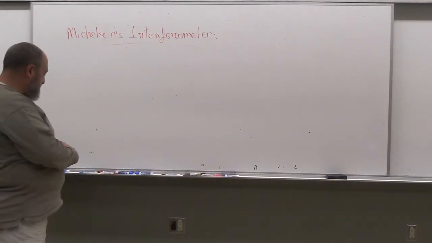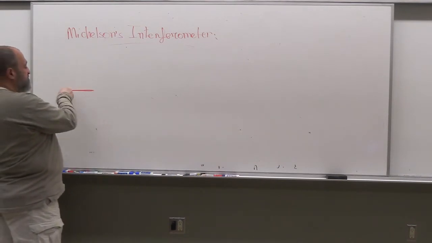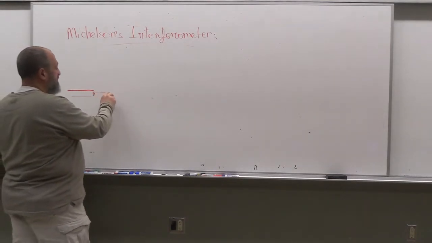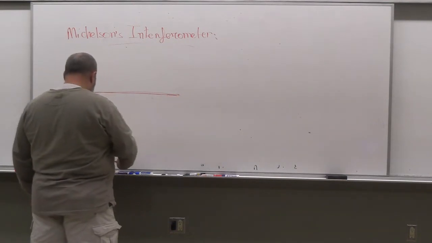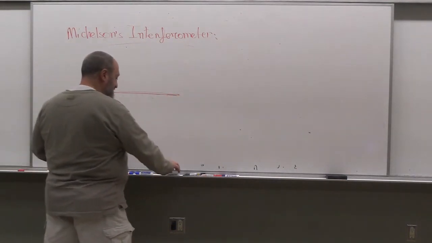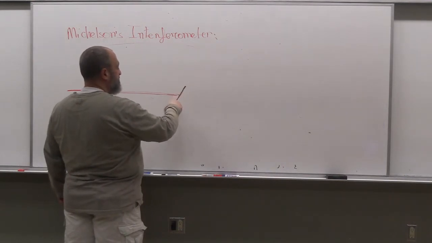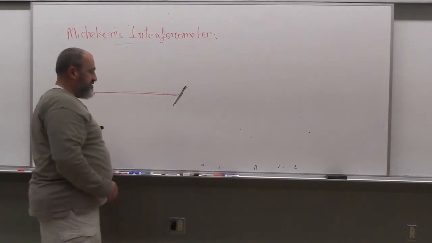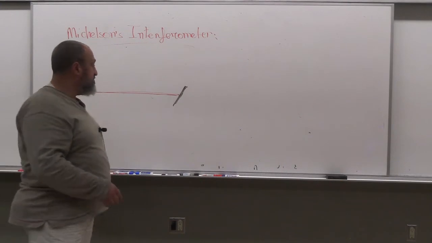Okay? So, Michelson Interferometer. What you have is a laser source, and that shoots out a beam. And you need to split that beam, so we have something called a beam splitter. A beam splitter is a piece of glass that you can buy, and they come in 50-50, 70-30. What does that mean? They reflect 50 and they allow 50 to go through.